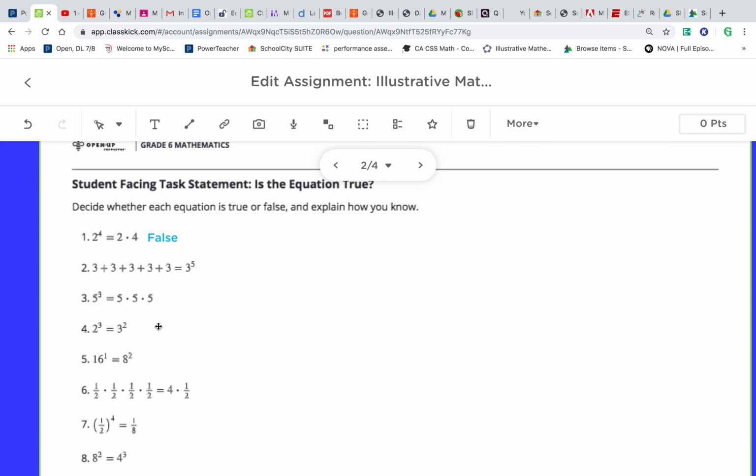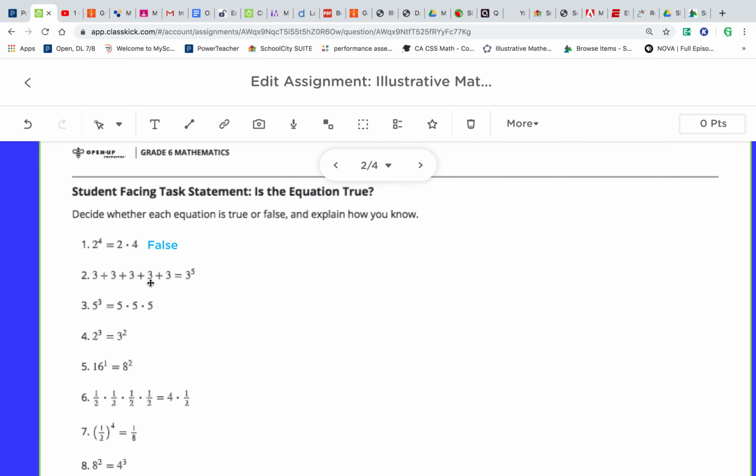All right, for number 2, we have 3 plus 3 plus 3 plus 3 plus 3. Let's see here. There's 1, 2, 3, 4, 5 threes. Okay, so you may think, oh, it's true. It would only be true if these were multiplying. If these were multiplying, then they would be equal. But because they're adding, we would actually write this as being 3 times 5, or 5 times 3, which would be 15. And if you were to add these up, you get 15, right? Whereas 3 to the 5th power is going to give you a really big number, a lot bigger than 15. So these are not equal. So we would have to say, again, that it is false.